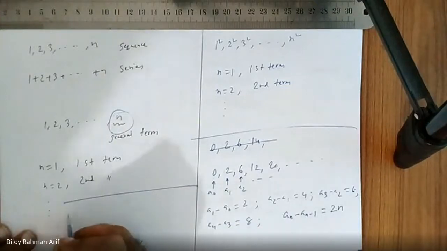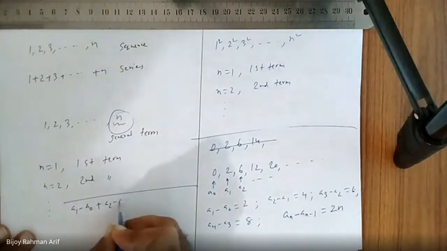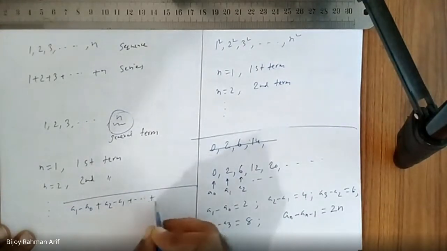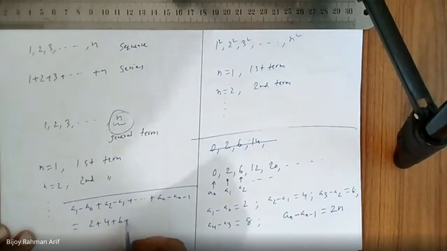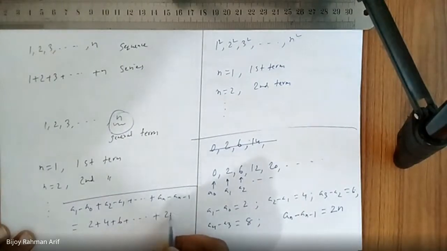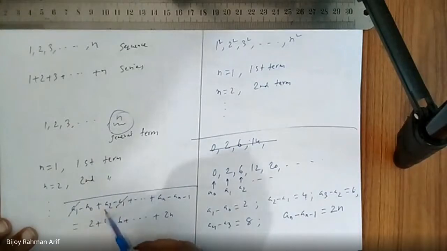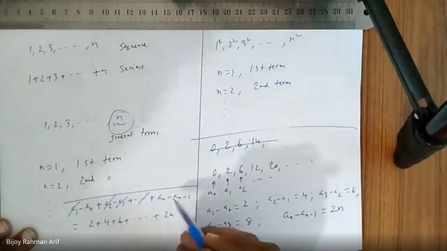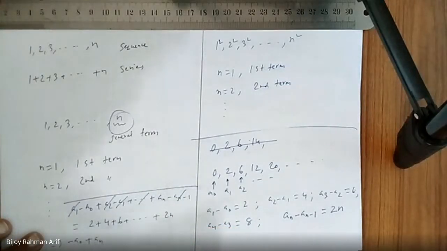What do you get? A1 minus A naught plus A2 minus A1. If I continue, you add An minus A(n-1), which is nothing but 2 plus 4 plus 6 plus dot dot dot 2n. Now see, this one and this one cancel out, this one is cancelled out with this one. This way, all the terms will be cancelled out except minus A naught plus An. Did you get it?